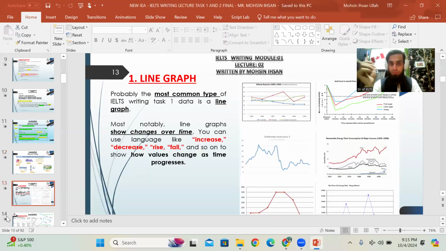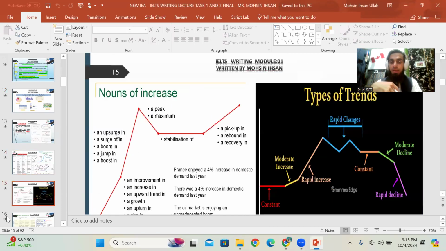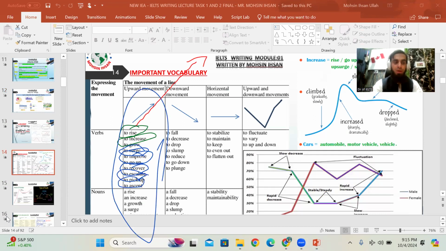Now, how to describe them? Firstly, we are going through the line graph. Here is the vocabulary for the line graph that we can use for different directions. If the line is inclining, rising up, we can use these words: to rise, to increase, to grow, to surge, to go up, to escalate, to pick up. We can use these words for the line graph.